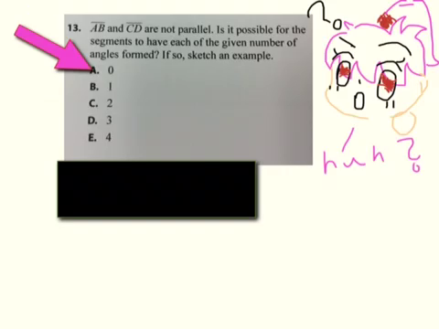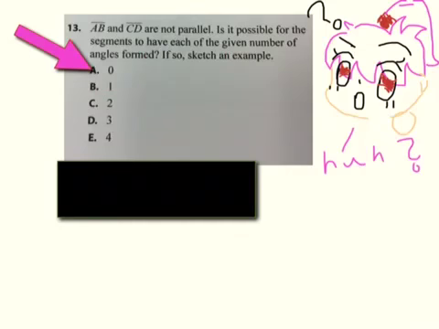So, for the first one, line segment AB and line segment CD are not parallel. Is it possible for the segments to have each of a given number of angles formed? If so, sketch an example. So for part A, for 0 angles, that is not possible.